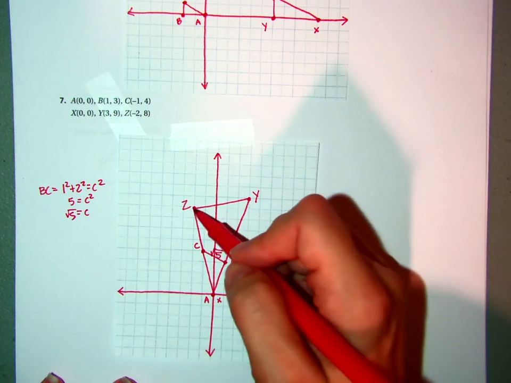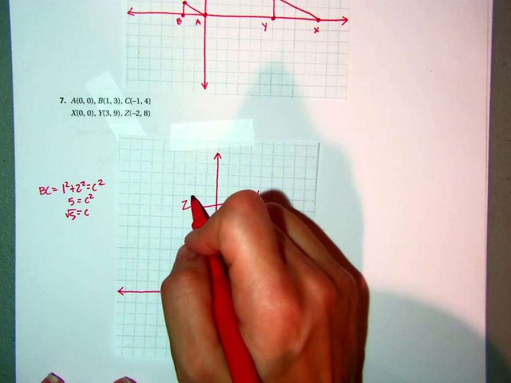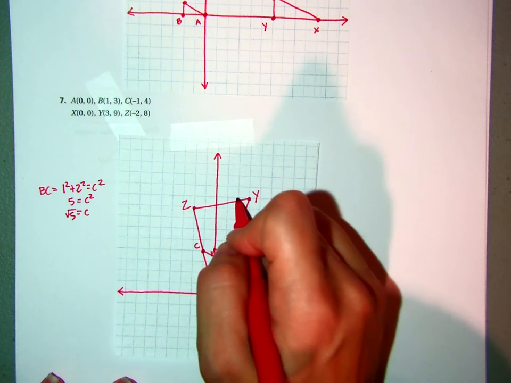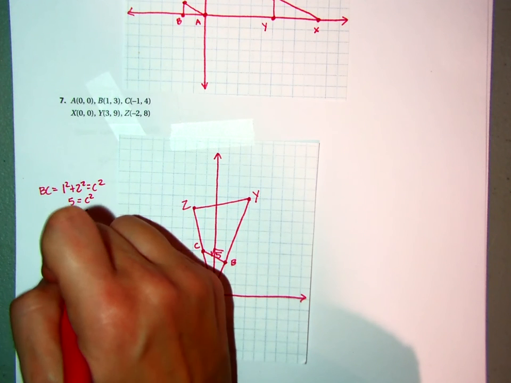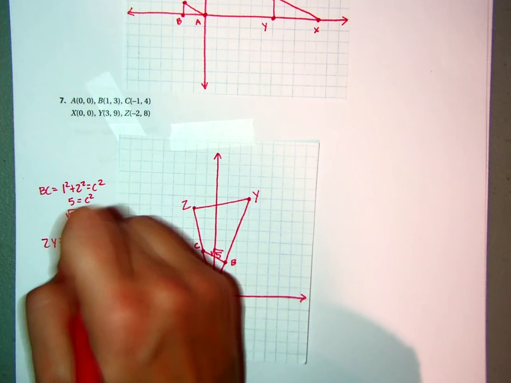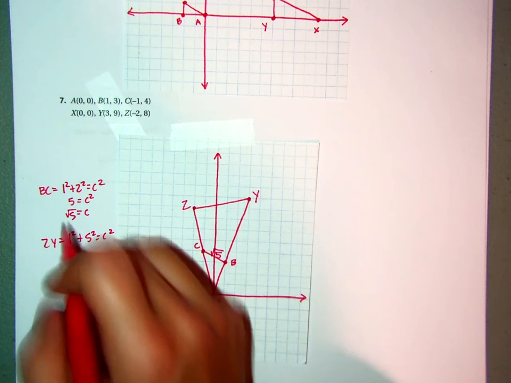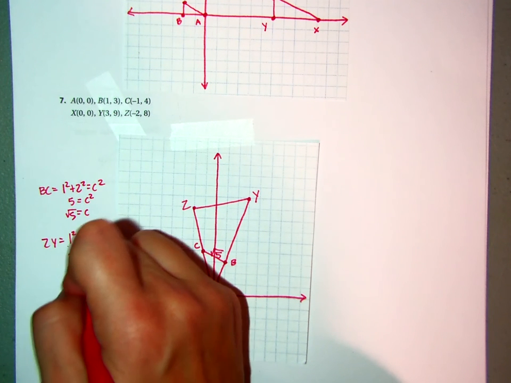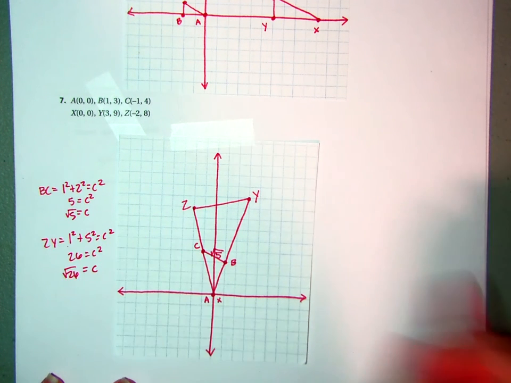Now let's see how that compares to up here. Up here we have up 1 and then over 1, 2, 3, 4, 5. So for ZY, that's going to be 1 squared plus 5 squared equals C squared. And that's going to be 1 plus 25, which would be 26, equals C squared. So then C is going to equal square root of 26. So this is square root of 26.